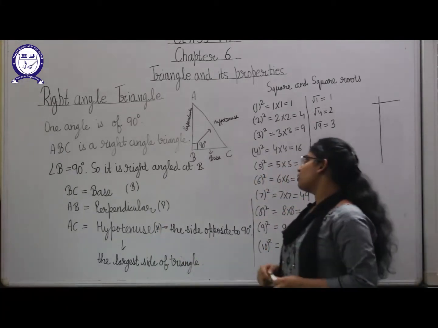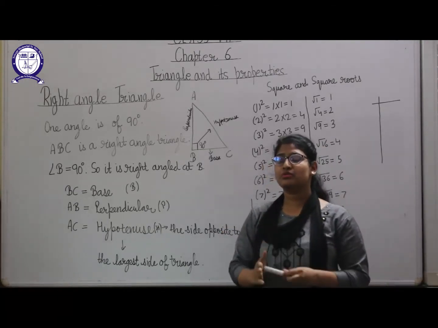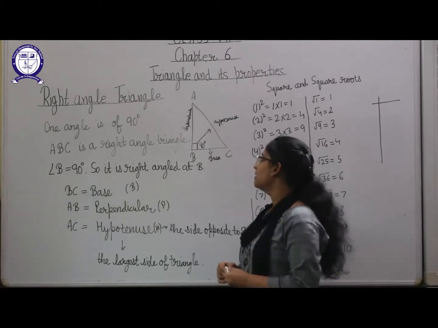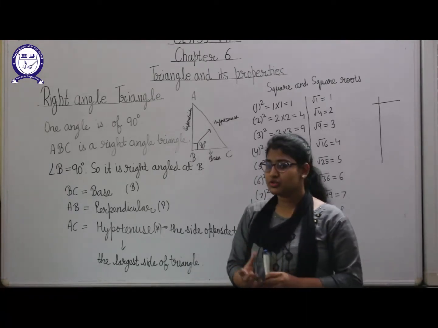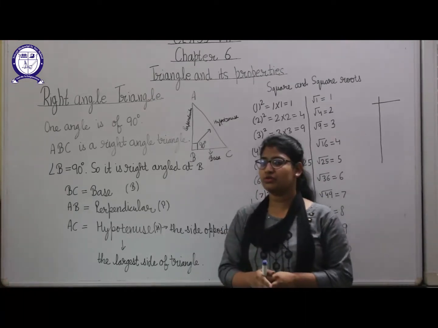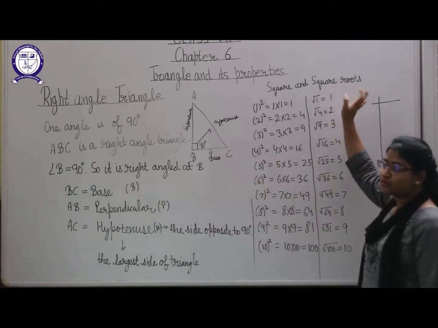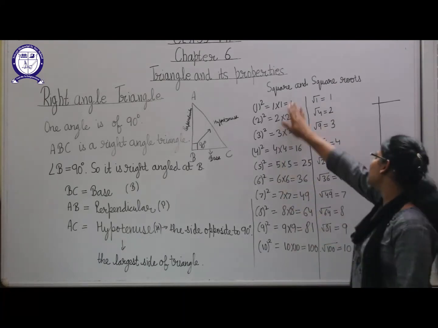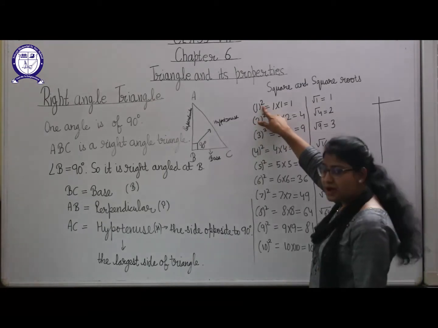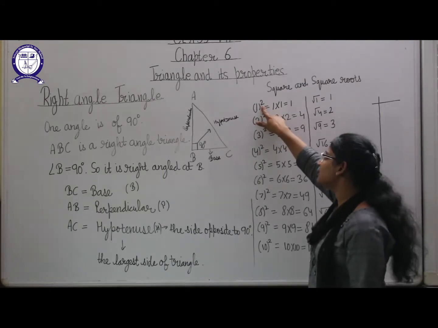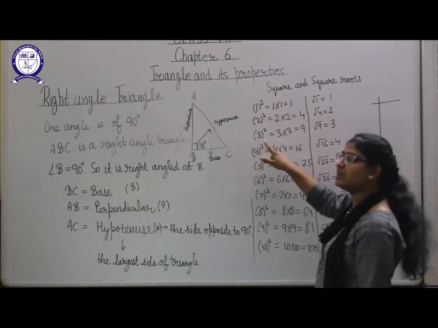Now, to solve the problems of right angle triangle, we use a theorem, the Pythagoras theorem. So what is the Pythagoras theorem? There will be the use of squares and square roots in that theorem. So before learning that theorem, we will learn what are square and square roots. Squares. What are squares? Here 1 raised to the power 2. This is the power. If the power is 2, we call it a square. So it is 1 square, 2 square, 3 square, 4 square, like this.